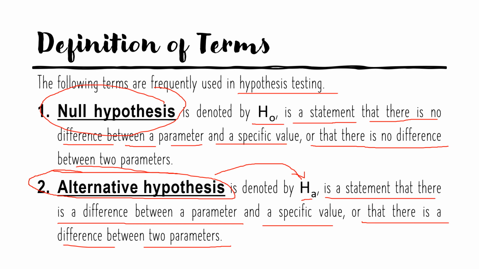So it can be less than, greater than, or not equal to. As long as your parameter is not equal to your specific value, or our statement pertains that our parameter is not equal to your specific value, then your type of hypothesis is an alternative hypothesis.